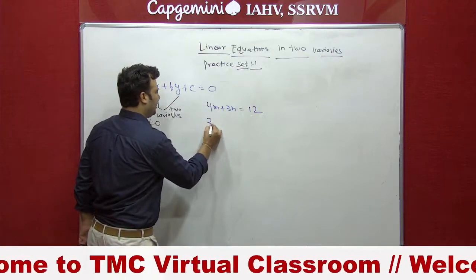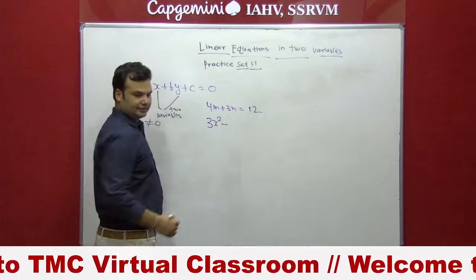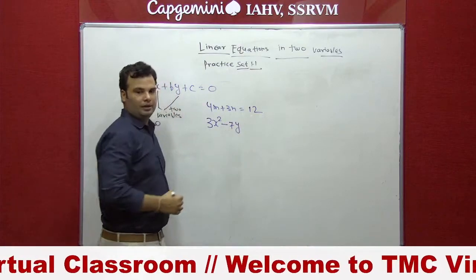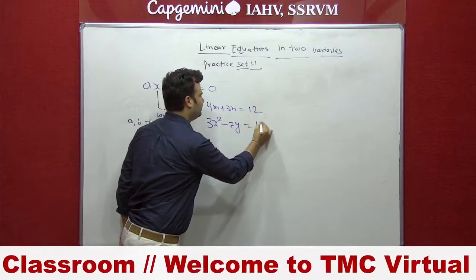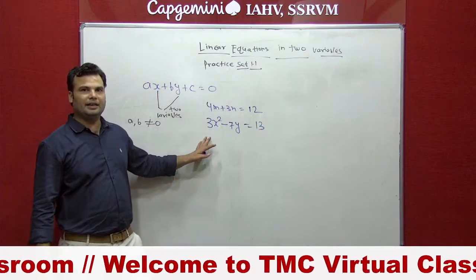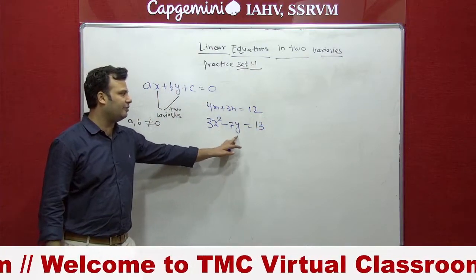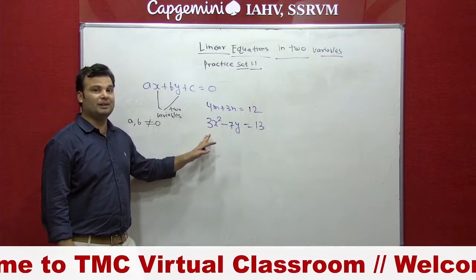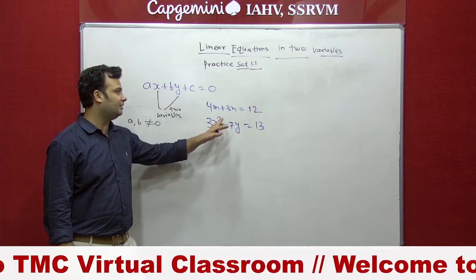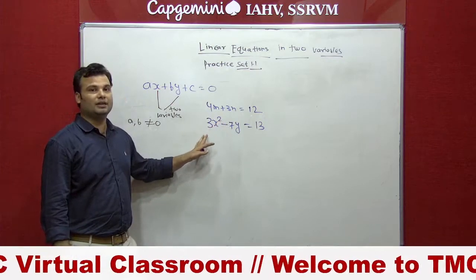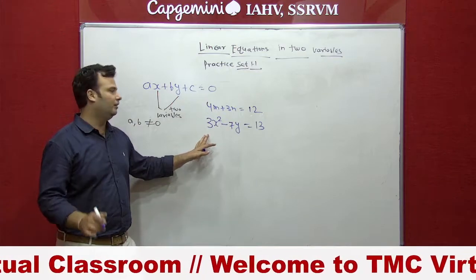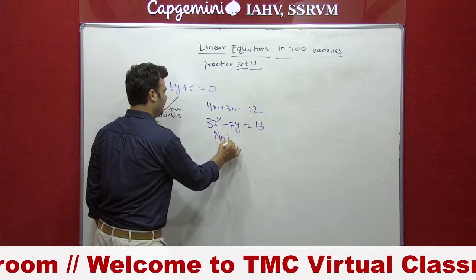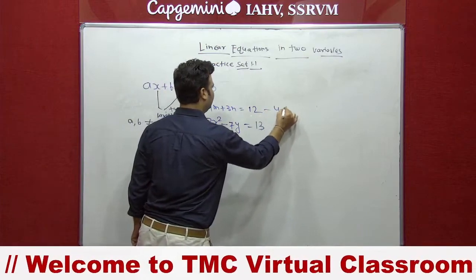Take another example, like 3x square minus 7y equal to 13. In this, student, you can see there are two variables, yes, correct, x and y. But the condition is that the maximum index should be 1, and in this equation the maximum index is 2. So the given equation is not a linear equation in two variables. This one is not; the earlier one is yes.